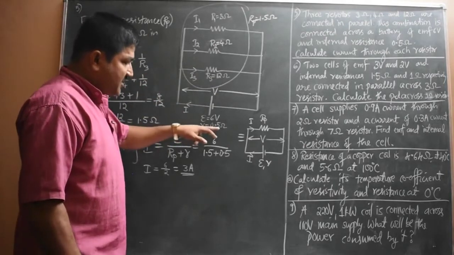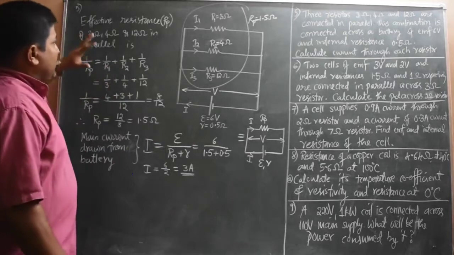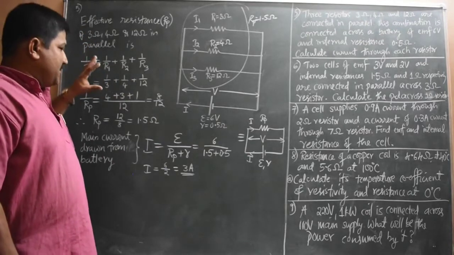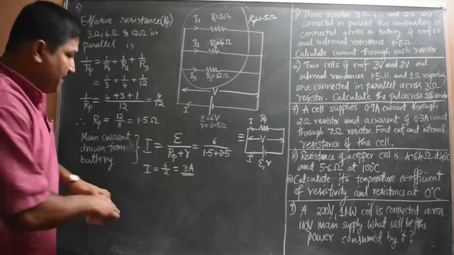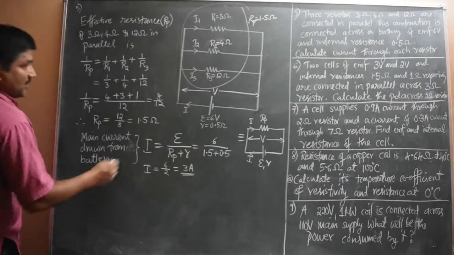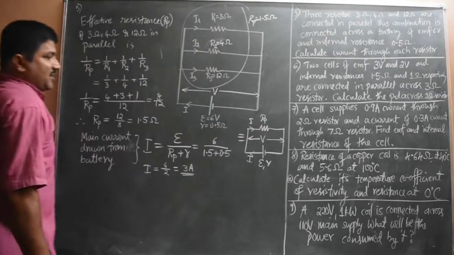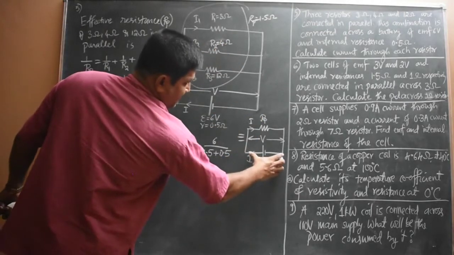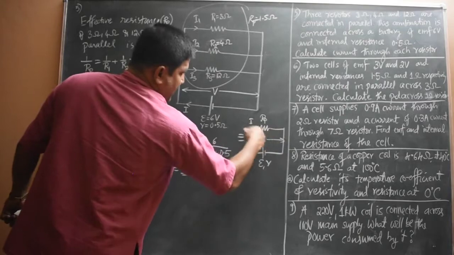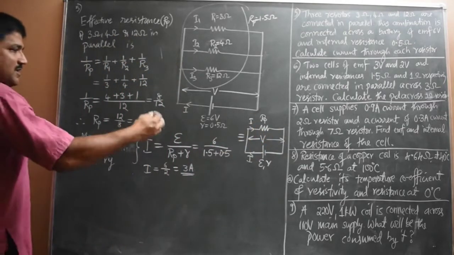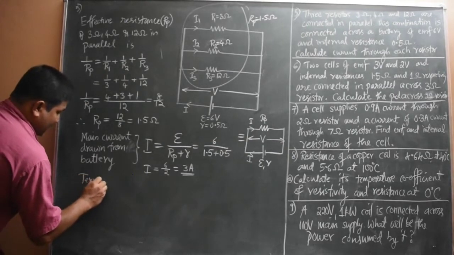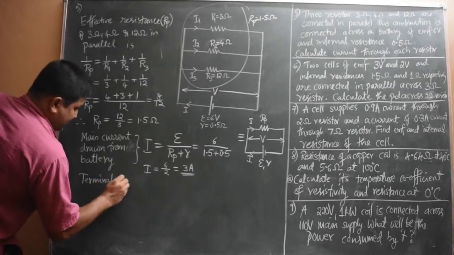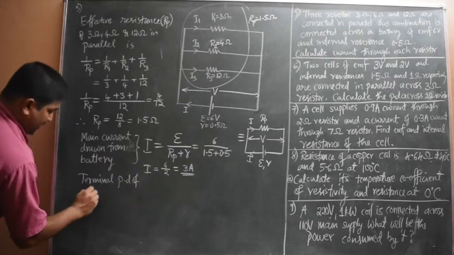But when internal resistance is given, we have to find the effective resistance of the combination, then the current drawn from the battery, then the terminal PD of the cell, or the PD across the parallel combination of resistors. The terminal PD of the cell and the PD across the parallel combination are the same. That terminal PD we have to find out.